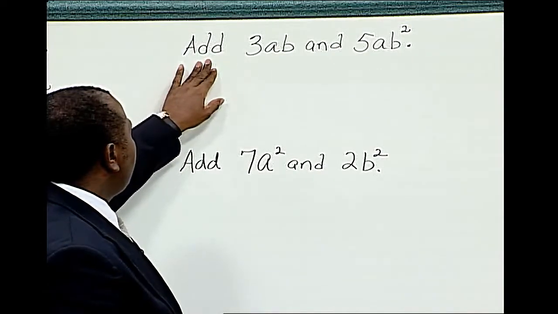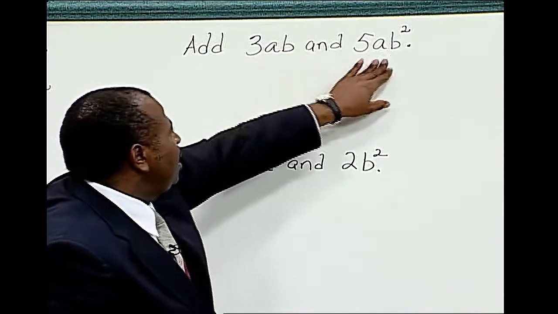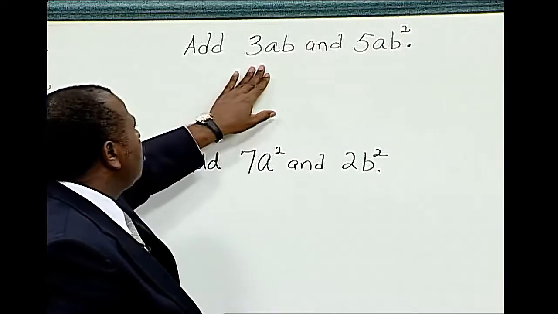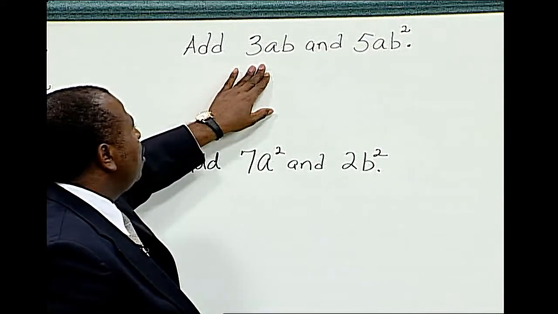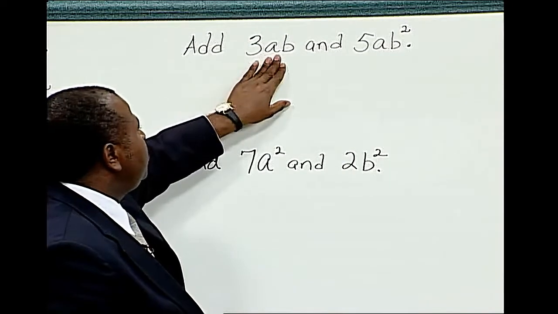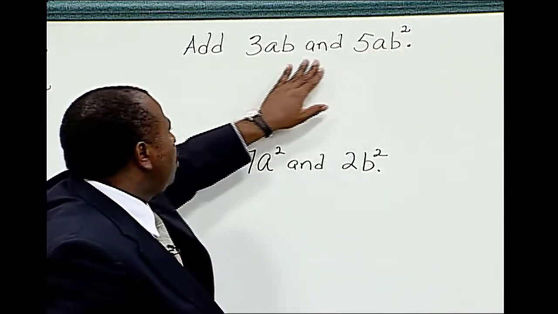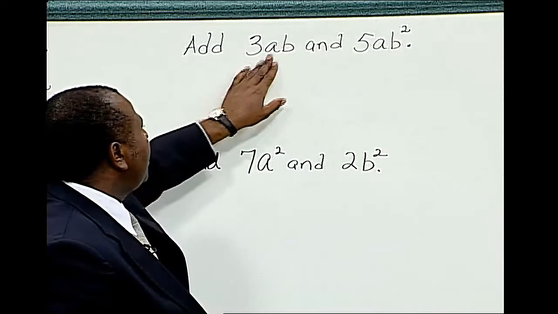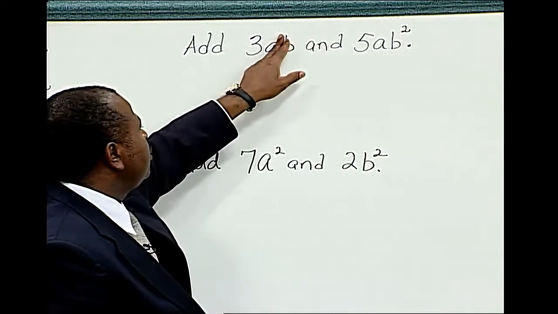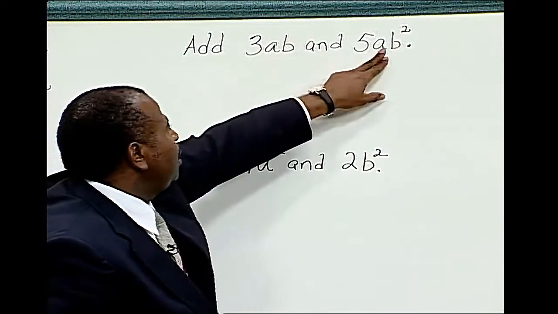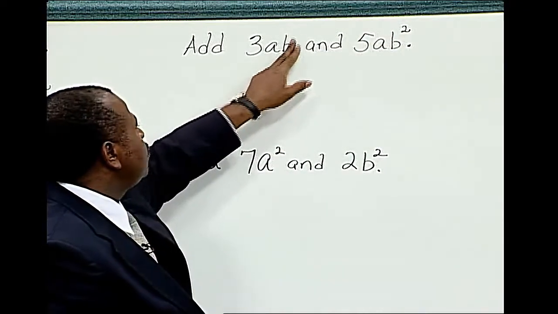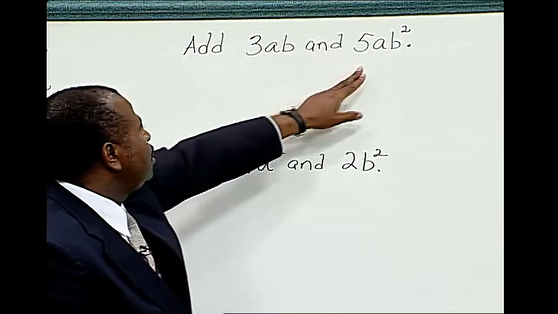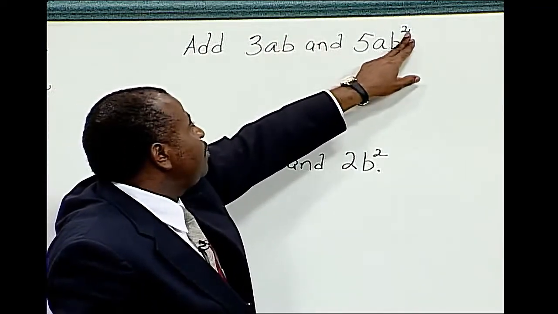Example 2. Add 3ab and 5ab to the second power. In order to add algebraic terms, we must make sure that the terms are alike. If you look at 3ab and 5ab to the second power, you will notice that a is raised to the first power. A on this side is raised to the first power. B is raised to the first power here. But over here, B is raised to the second power.